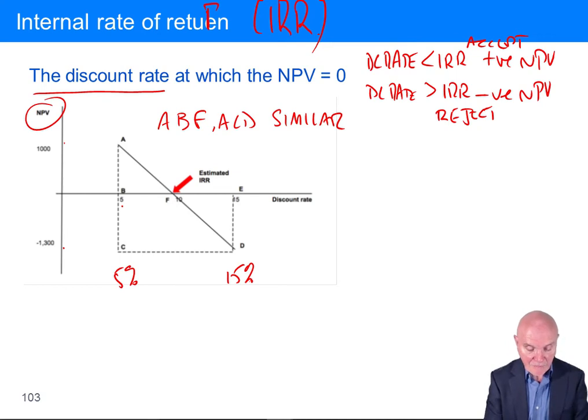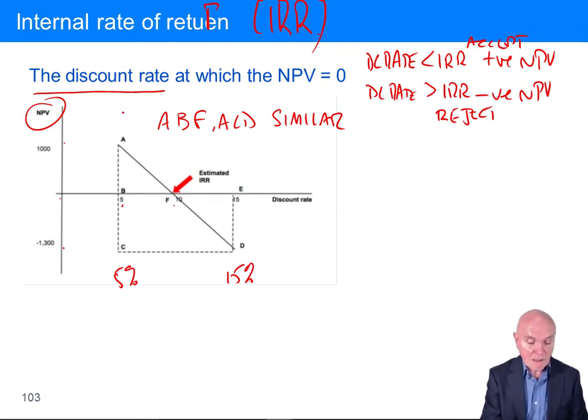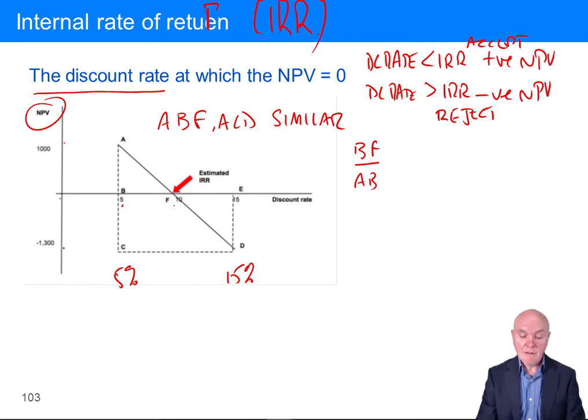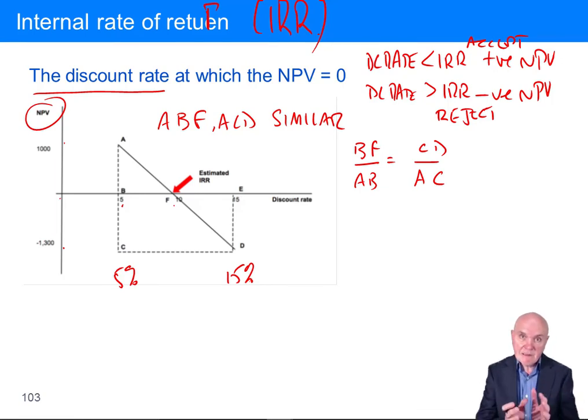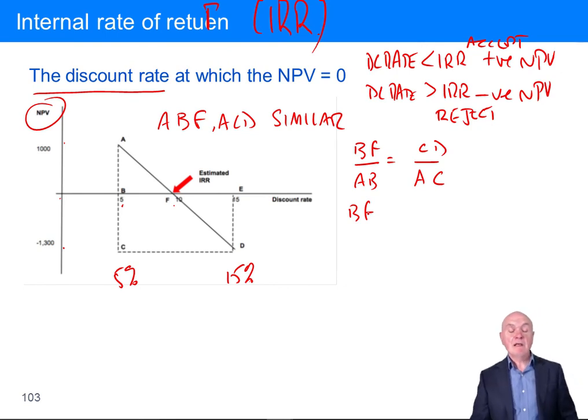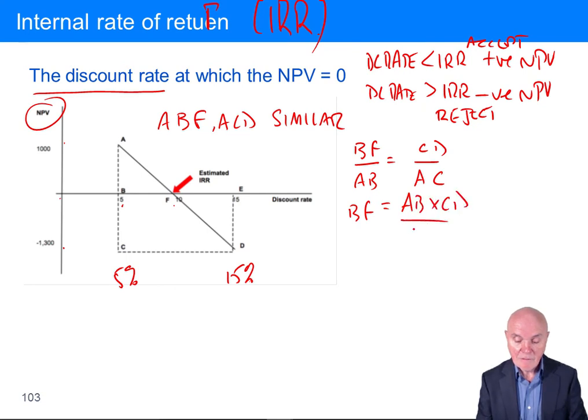What we really want to find out here is BF. So we know that this is 5. If we found BF, then we would know how much above 5% the internal rate of return actually is. So if I take the base over the height, BF over AB in the small triangle, this is going to be the same as in the big triangle, CD over AC. Base over height in both triangles, because they're just scaled up, scaled down versions of one another, is going to be the same. So we want how far above the 5%, our first arbitrary discount rate, the internal rate of return is. So BF is going to be AB times CD over AC.